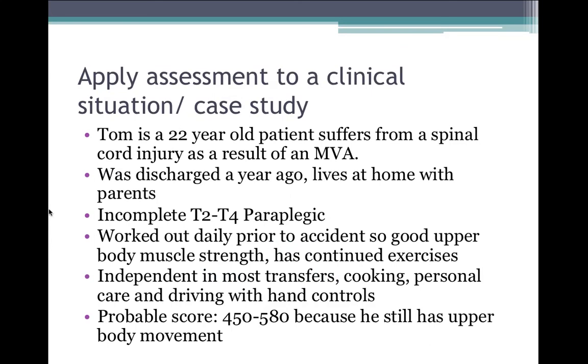The case study I came up with is that Tom is a 22-year-old patient that suffers from a spinal cord injury as a result of a motor vehicle accident. He was discharged a year ago, and he lives at home with his parents. He's an incomplete T2 to T4 paraplegic. He worked out daily prior to his accident, so he has good upper body muscle strength, and he has continued exercises after his accident. He's independent with most transfers, cooking, personal care, and driving with hand controls.